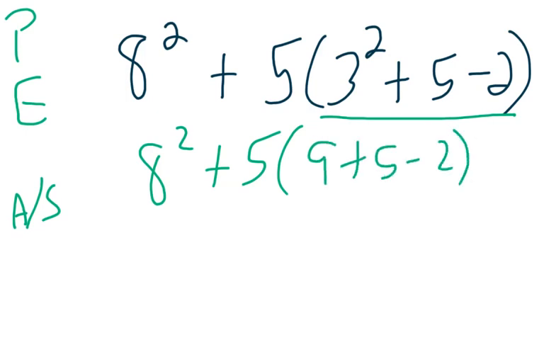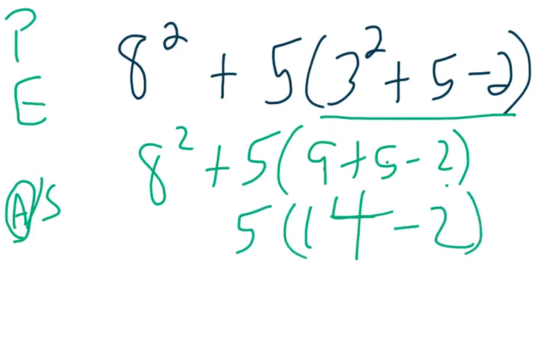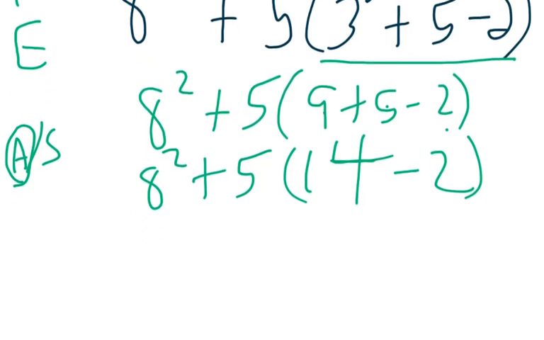Now, we got rid of the exponent, but inside parentheses, we still have a lot of operations here, so we have to do all those first. And so first thing, though, is we add because it comes left to right. So 9 plus 5 gives me 14 minus 2. And then we just rewrite everything. And then 14 minus 2 gives us 12.